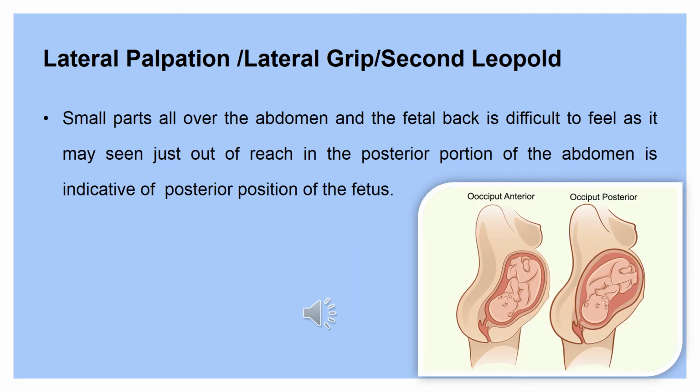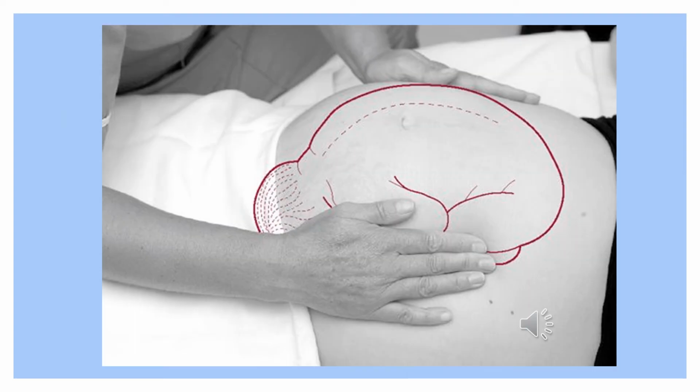If the fetus is in posterior position, it is difficult to feel the fetal parts and the fetal back. If you look at the picture, it will be clearer about the anterior and posterior position of the fetus. This picture shows the technique of doing lateral palpation.